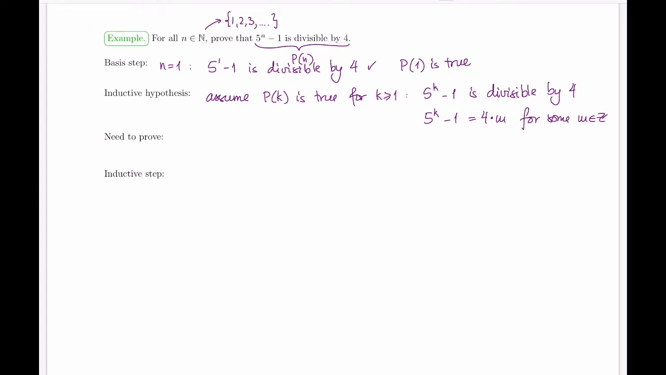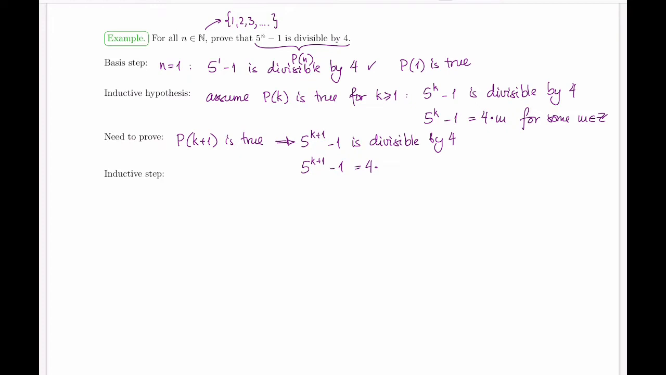So this is our inductive hypothesis. We have this relation between our number and 4. We need to prove that P of k plus 1 is true, which in our divisibility language means I need to prove that 5, now remember n is replaced by k plus 1, so 5 to power k plus 1 minus 1 is divisible by 4, which means in our language of equations, I need to be able to write 5 to power k plus 1 minus 1 as 4 times something.